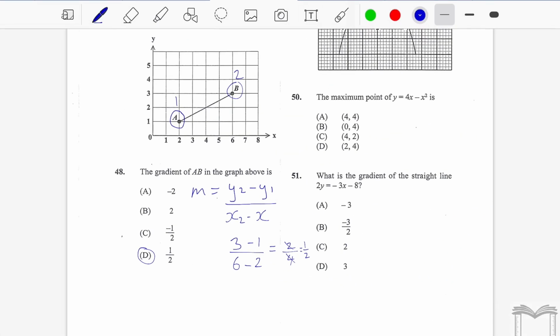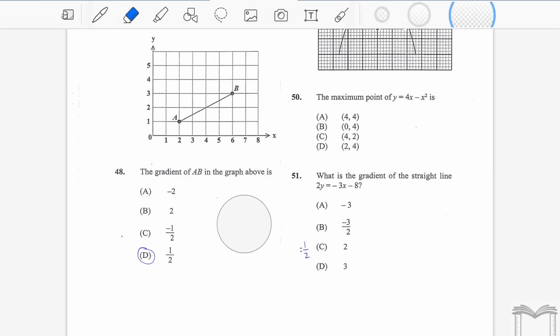So let's just do a quick check. If we were to do it the other way around, where B is the first point and A is the second point, let's see if we will get the same answer. So I will do it quickly.